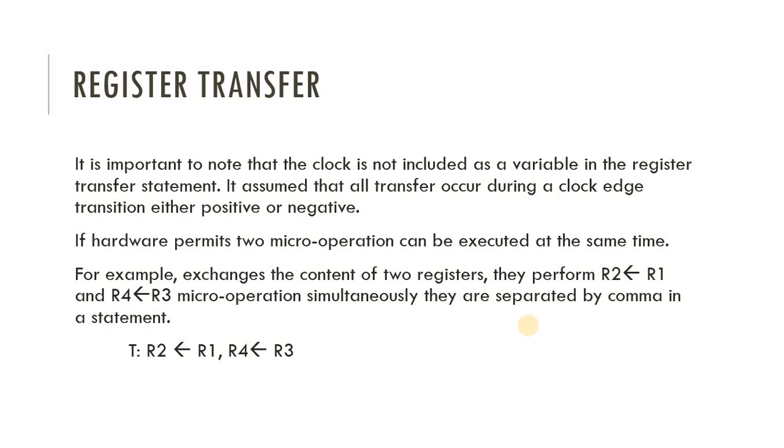It is important to note that the clock is not included as a variable in the register transfer statement. It is assumed that all transfers occur during a clock edge transition, either positive or negative. If hardware permits, 2 micro-operations can be executed at the same time. For example, exchanging the contents of 2 registers, they perform R1 to R2 and R3 to R4 transfer micro-operations simultaneously. They are separated by a comma in a statement.